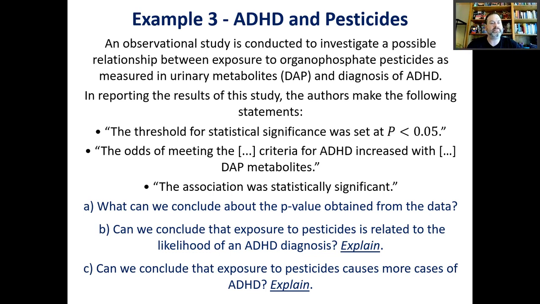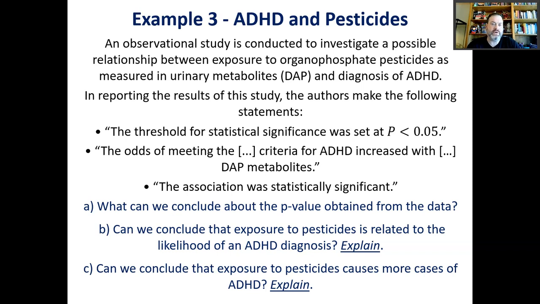An observational study is conducted to investigate a possible relationship between exposure to organophosphate pesticides as measured in urinary metabolites and diagnosis of ADHD. In reporting the results of this study, the authors make the following statements. The threshold for statistical significance was set at p less than 0.05. The odds of meeting the criteria for ADHD increased with DAP metabolites, and the association was statistically significant.